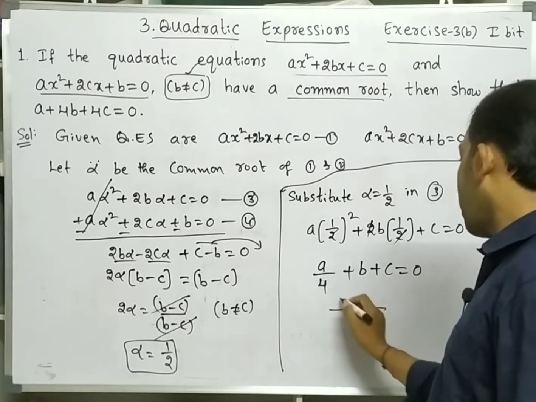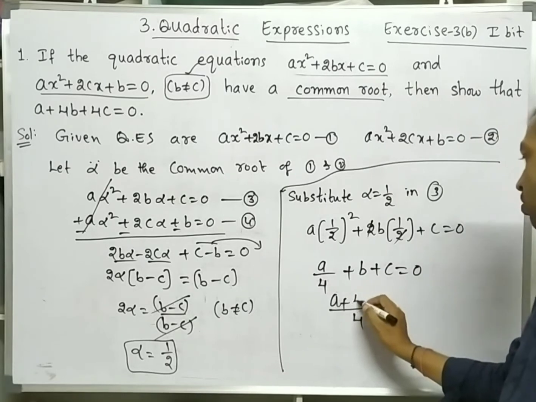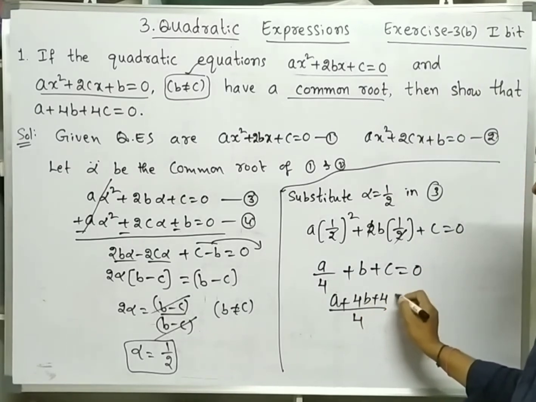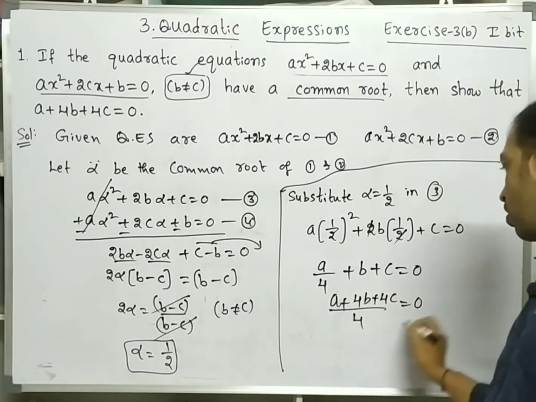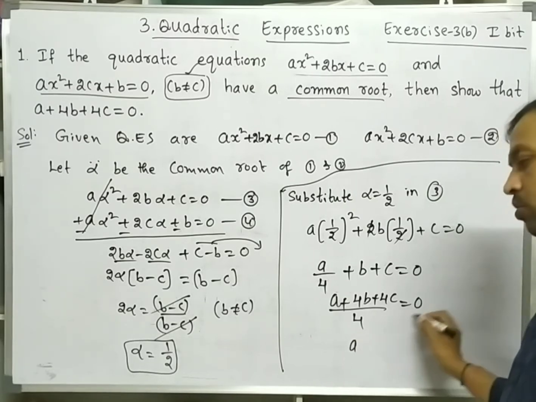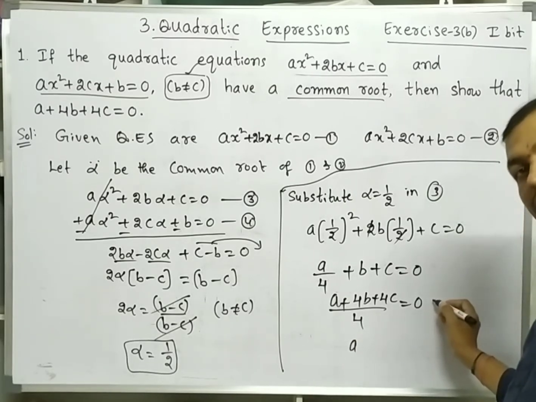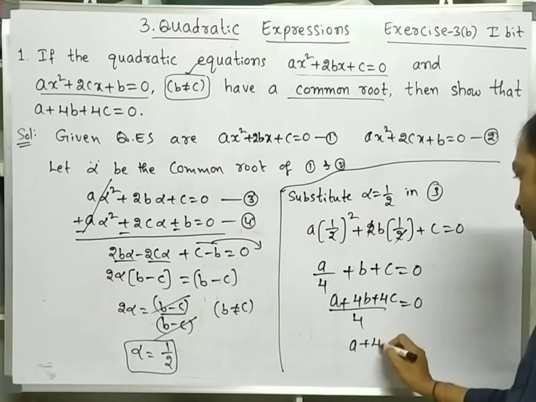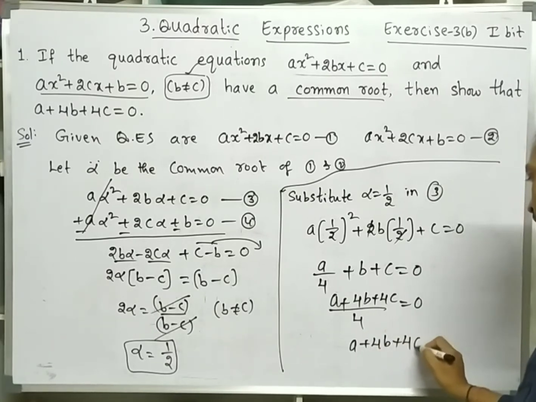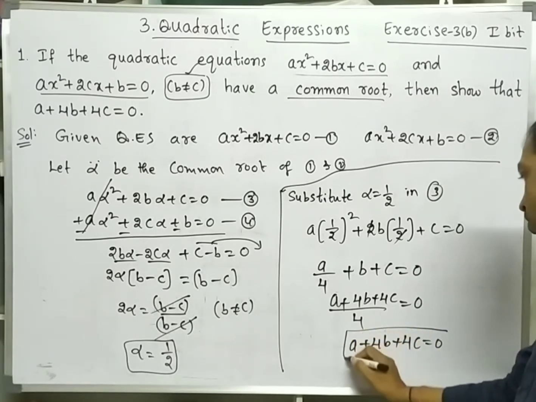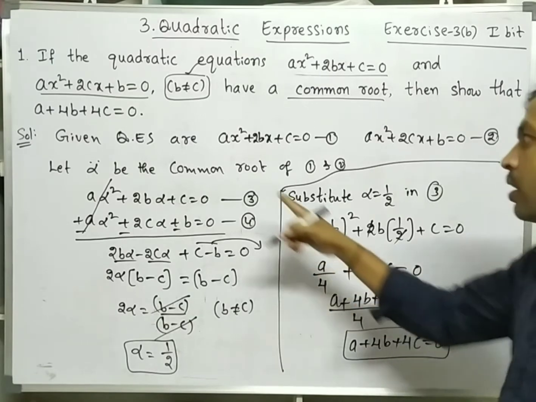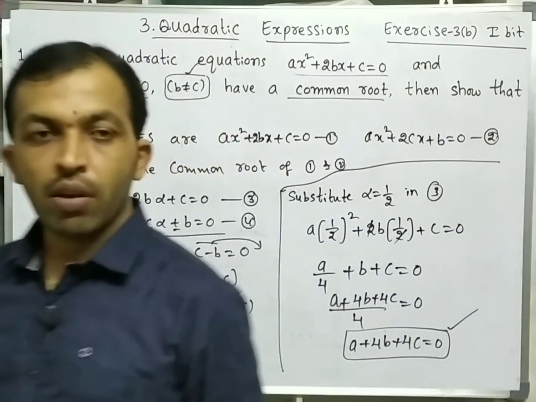Now take LCM 4: a, 4 into b is 4b, 4 into c is 4c, which is equal to 0. The 4 from the denominator goes to the right hand side, 0 into 4 becomes 0. So a plus 4b plus 4c is equal to 0, which is the required condition. Okay, so like this we can prove it.